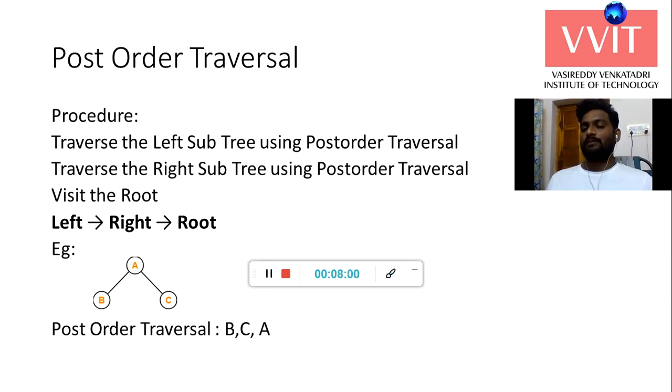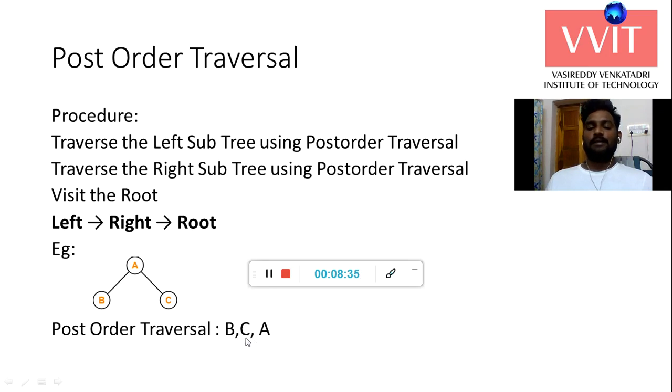In this post-order traversal method, first visit the left subtree of the root node, then visit the right subtree of the root node, and finally visit the root node. That means simply in post-order traversal, first visit left, next visit right, next visit root. That means left, right, and finally root. In the same example, the given tree consists of the 3 nodes A, B, C. In post-order fashion, the elements are B, C, A.